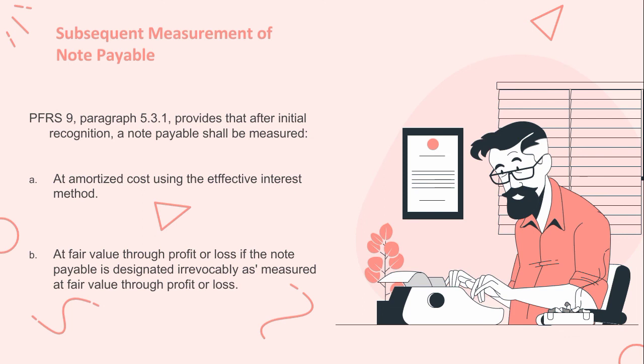Letter B, at fair value through profit or loss if the note payable is designated irrevocably as measured at fair value through profit or loss. What do we mean by this? We will subsequently measure it at fair value through profit or loss if it is designated irrevocably as such.